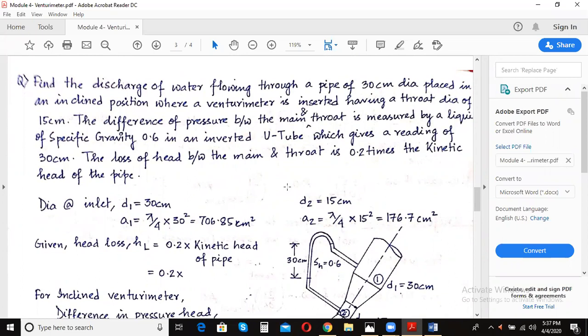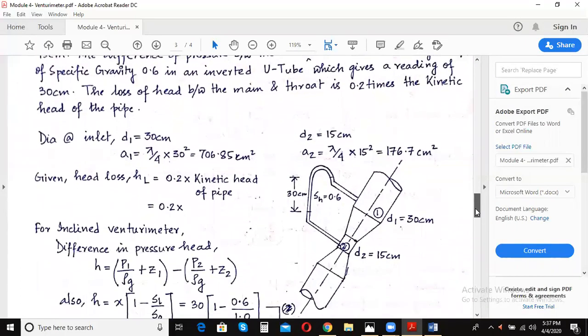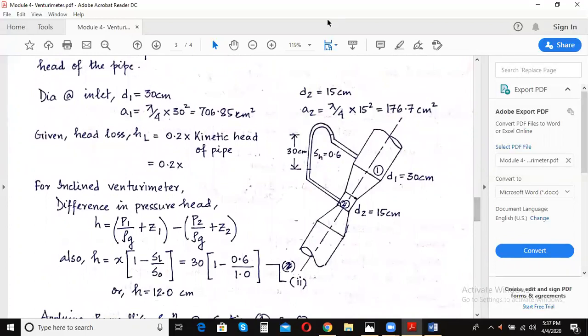Okay. Now we have an inclined pipe through which water is flowing and the flow is taking place in this direction. Okay. So the diameter of the pipe is given and in this pipe a Venturimeter is inserted. Okay. So this is the Venturimeter. It has a converging part, it has a throat and a diverging part. And this is the pipe.